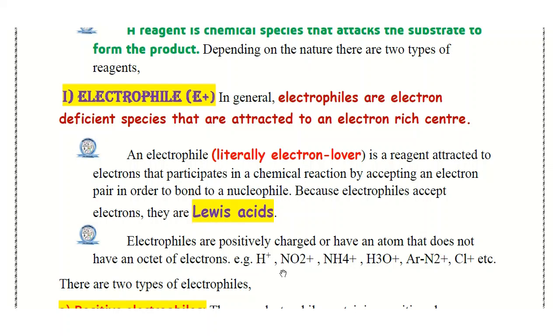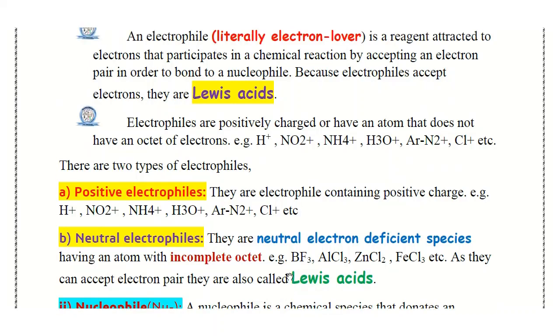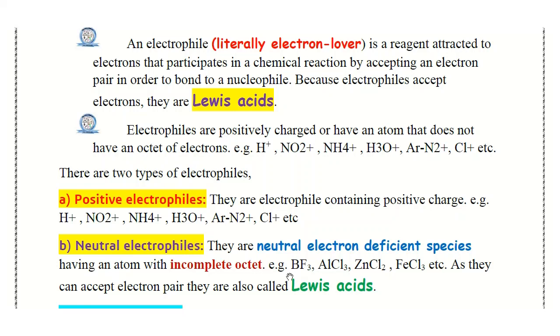Now let's check out the different examples of electrophiles, depending on whether they are positively charged or neutral. Most electrophiles are positively charged, and they require electrons in order to complete their octet. Examples of positive electrophiles are H positive ion, nitro positive ion, ammonium positive, hydronium ion, and other ions. The examples of neutral electrophiles are neutral electron-deficient species, meaning they do not have any type of electrical charge, they are neutral.